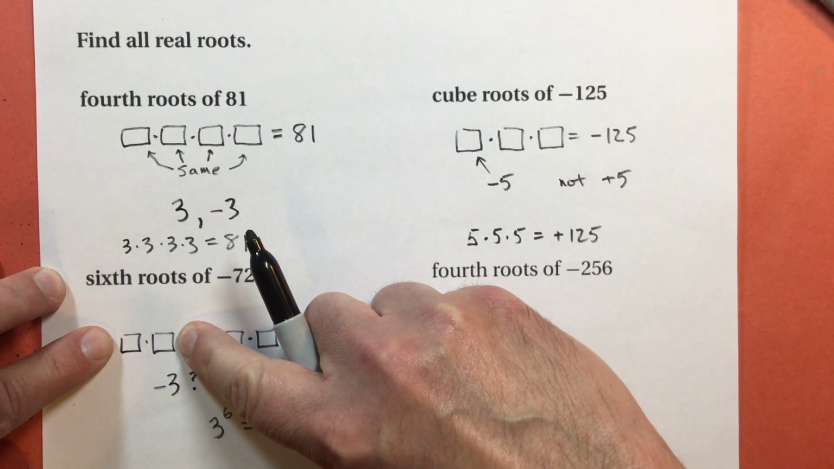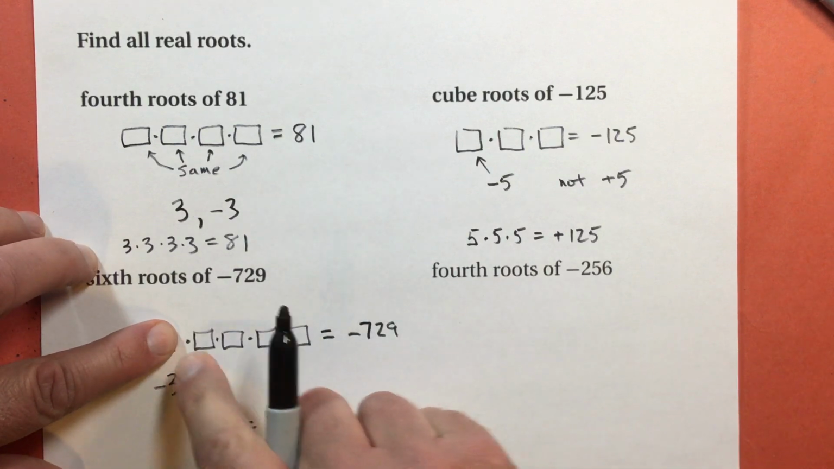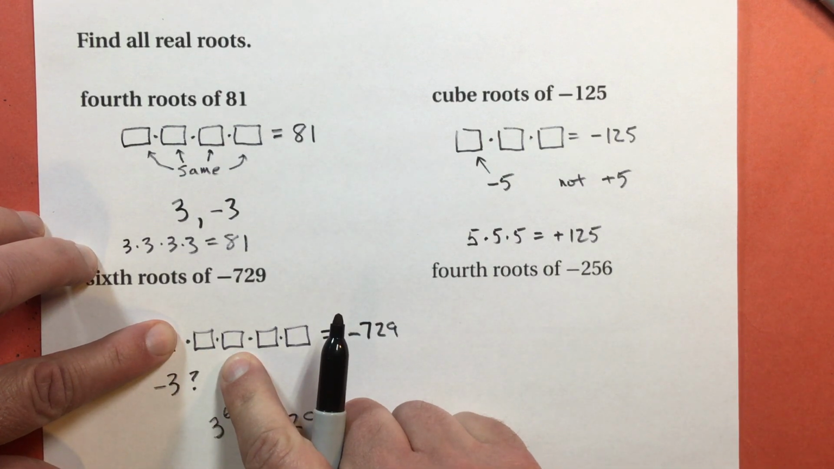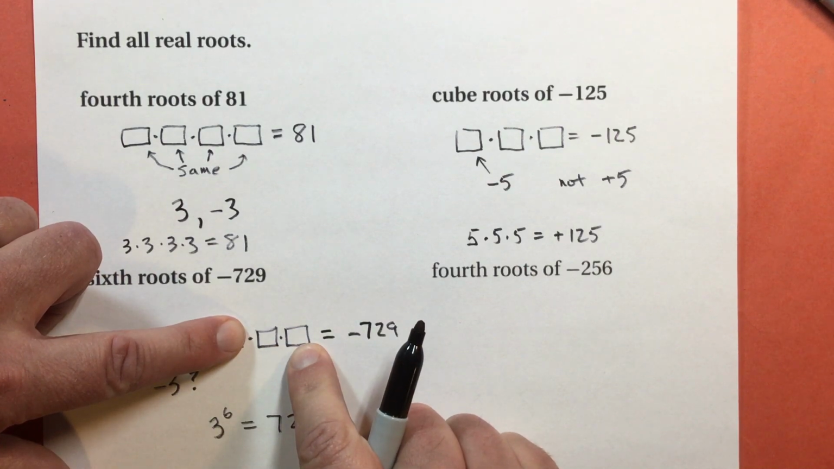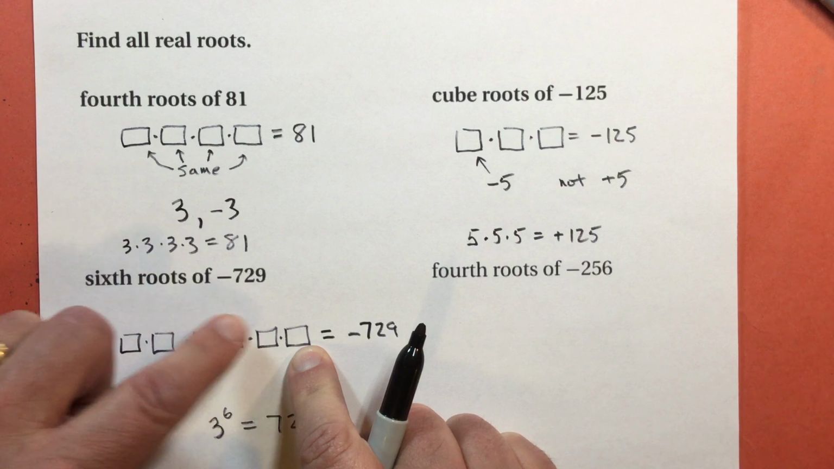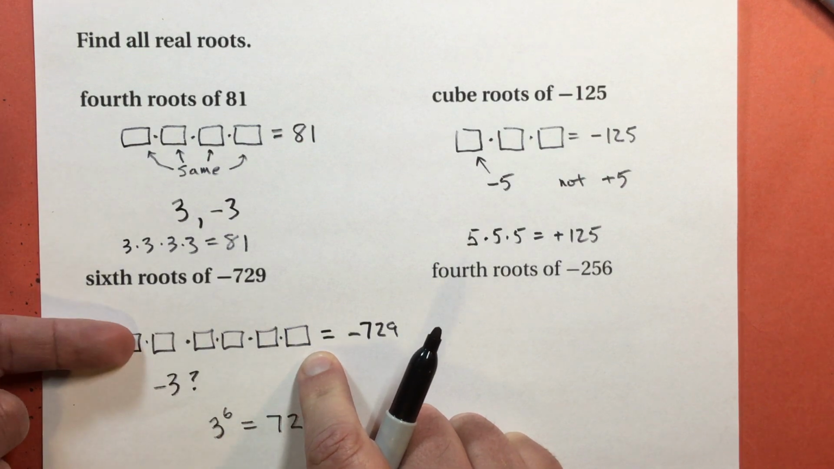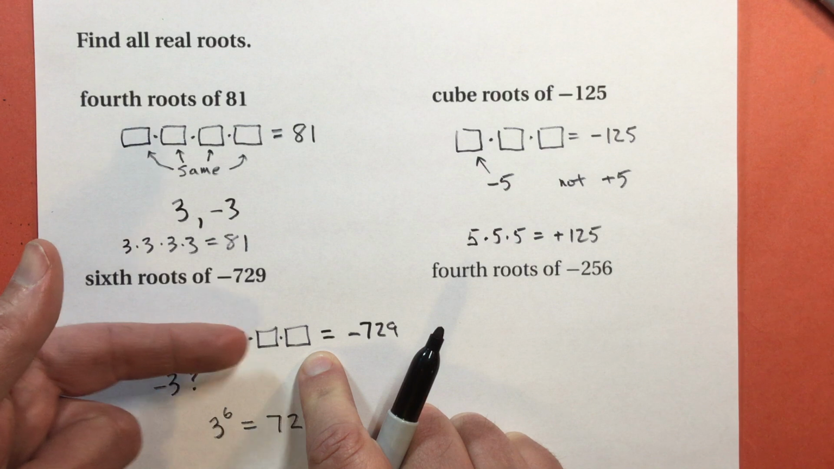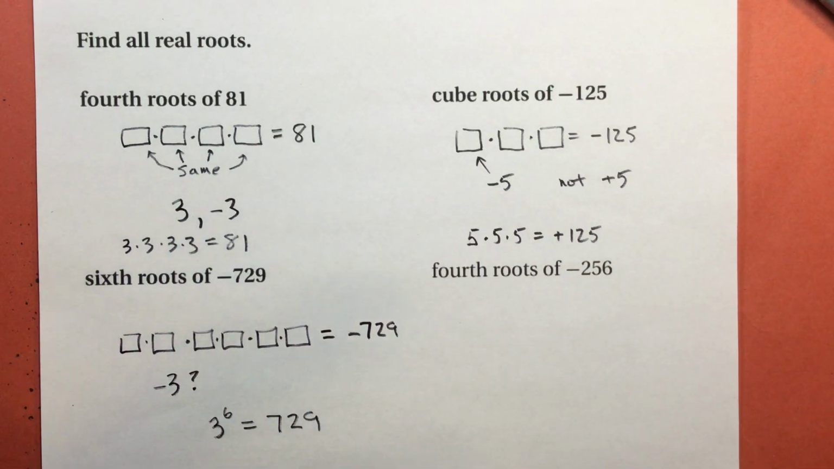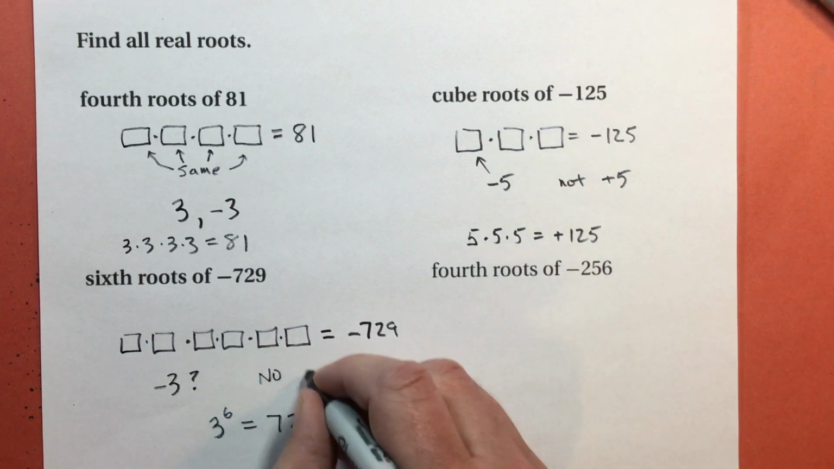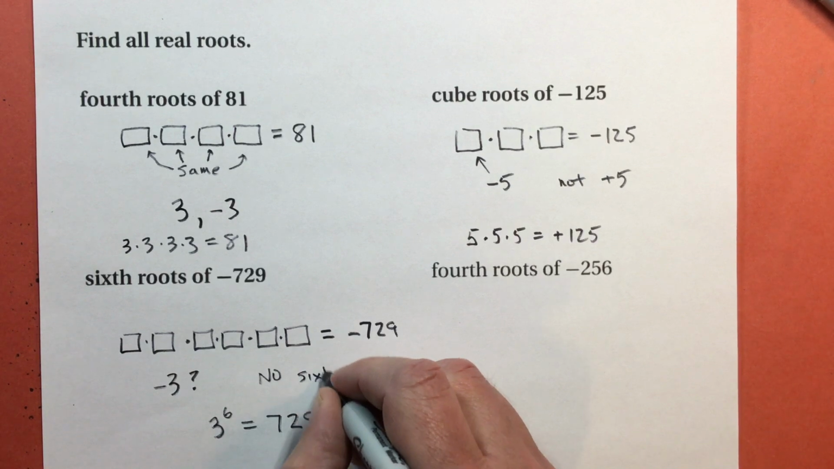Negative 3 times negative 3 is positive 9. These two are going to be positive. Negative 3 times negative 3 is going to be positive 9. Positive times positive is positive. Negative 3 times negative 3 is going to be positive 9. So I end up with positive times positive times positive, or starts negative, then positive, negative, positive, negative, positive. Because that's even, all of the negatives multiply in pairs, and you end up with positive 729. So for this one, there is no 6th root.